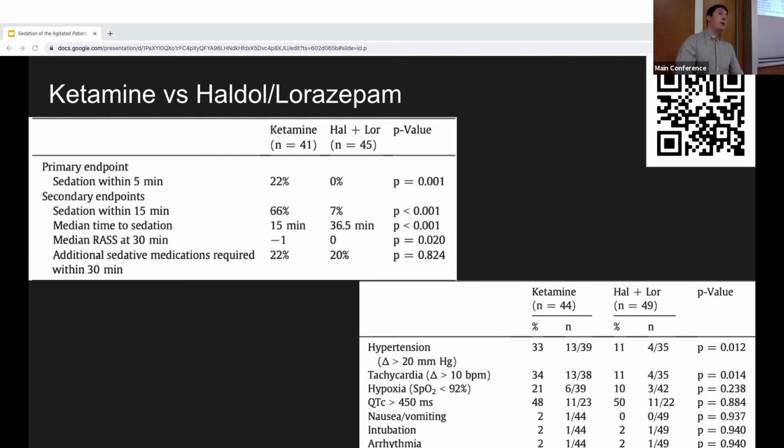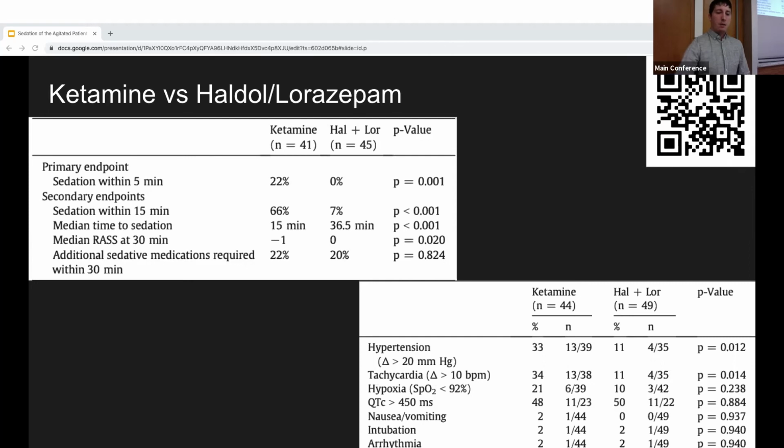Their endpoint was sedation at 5 minutes, right? Not surprisingly, ketamine was more effective at 5 minutes, and the effect carried through 15 minutes. 66% of patients at 15 minutes were sedated with ketamine versus only 7%. So the point being that 5 and 2 is pretty slow. As far as side effects, there are more side effects classically with ketamine. You can see here there's more hypertension and tachycardia. There were equal rates of intubation in this group. So I will leave it at that.